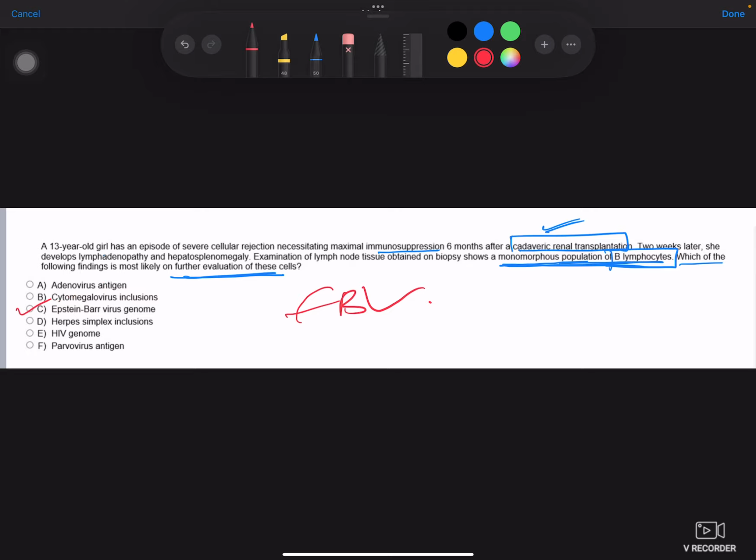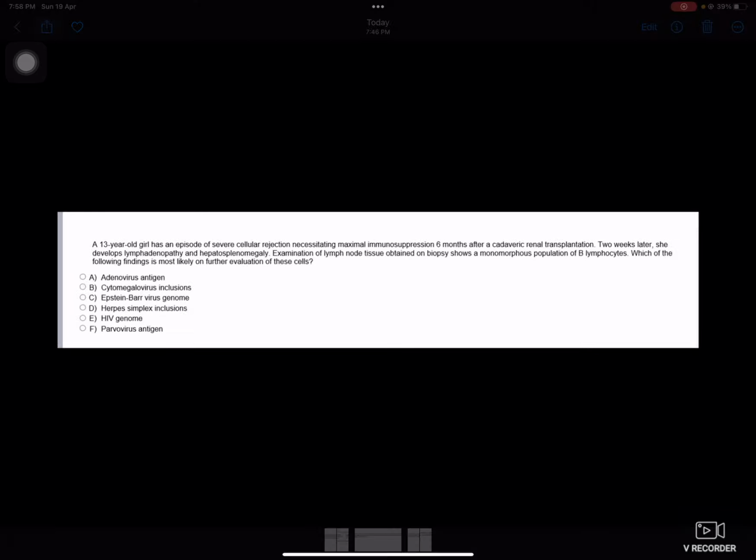Now, you may think of CMV. Otherwise, there is no option which may confuse you. So why is it not CMV here? Why is it EBV and not CMV? What do you think? The reason is B cells. These are classically associated with EBV. Plus, remember, she also has hepatosplenomegaly, which is also a classic finding of EBV. There are basically many things which say this is EBV and not CMV. So the answer here is clearly C. Next.